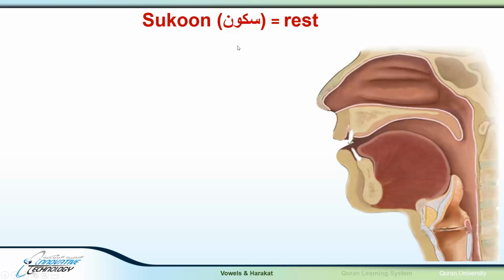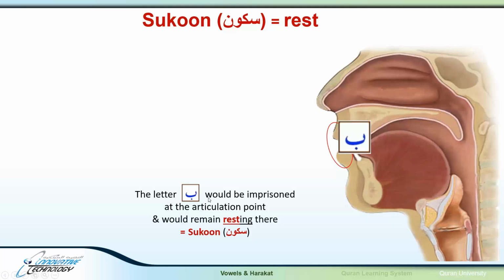Now let's look at the sukoon, the rest, a bit more. This ba is trapped at its articulation point, and it is standing still, resting at that point of articulation, the lips, and not moving out of it. So the letter ba would be imprisoned at the articulation point and would remain resting there. That's why we call it sakin and give it the sifa, the adjective of sukoon.